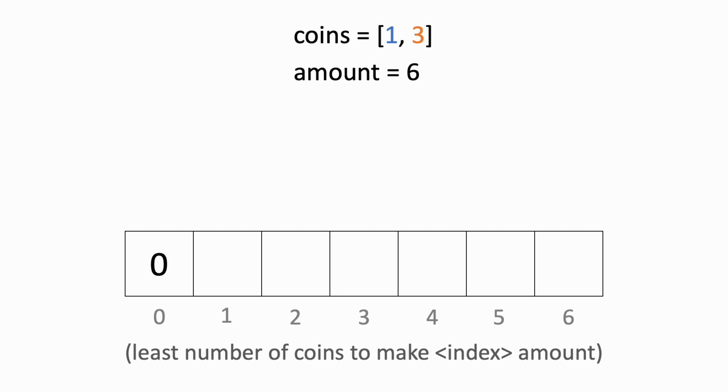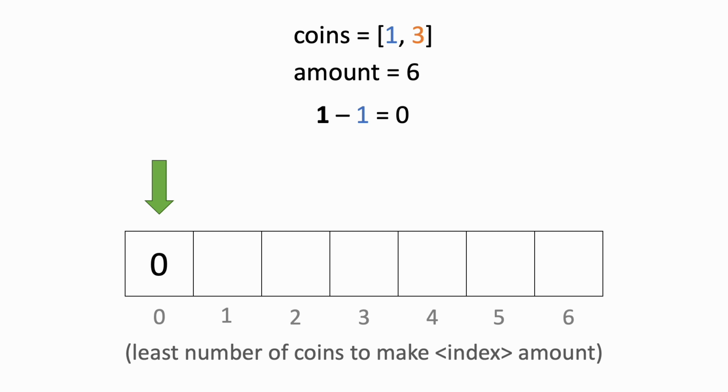Then let's figure out how many coins we need to make an amount of 1. If we start by using a 1 coin, then the remaining amount is 1 minus 1, which equals 0. So the next question is, how many coins do we need to make an amount of 0? To figure that out, we can look at the element at index 0, and we see that we need 0 coins. So the total amount of coins is the 1 coin we used initially plus 0 coins.